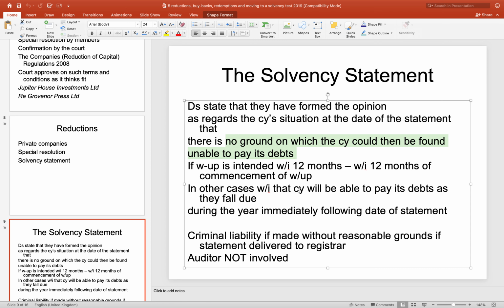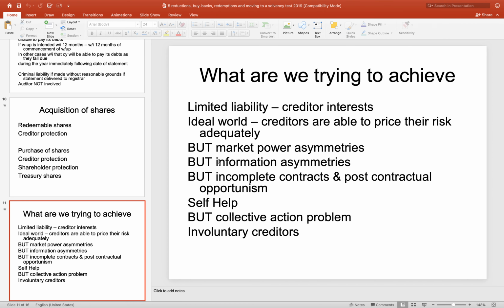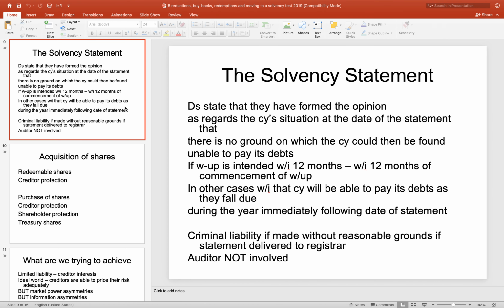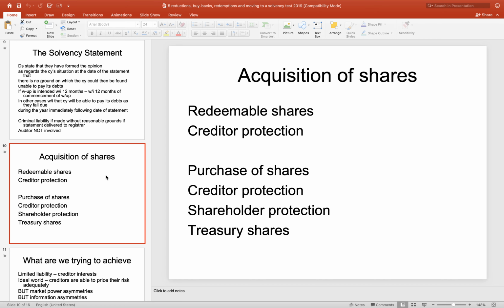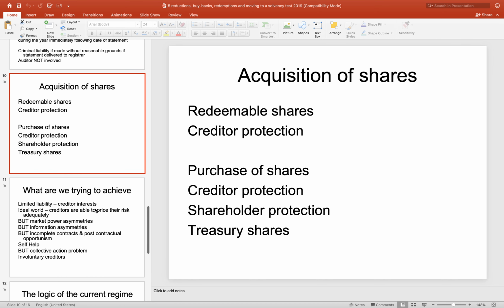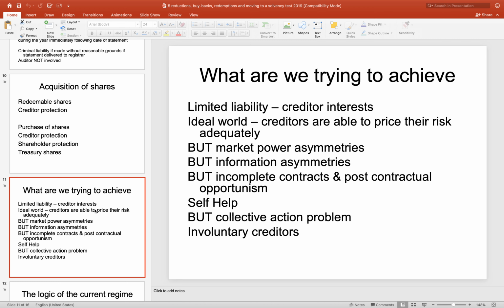So it's an analysis of the financial position now, but also going forward on the basis of what directors know about the company's future position. So that's the solvency statement. We talk about acquisition of shares. Now let's look at the general policy overview. What are we trying to achieve?